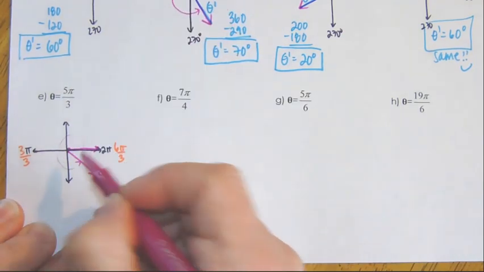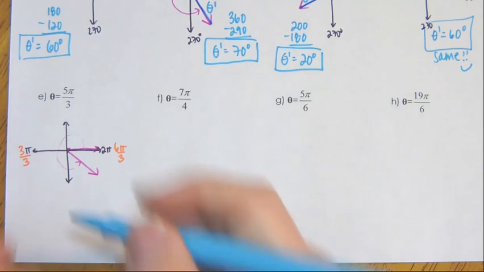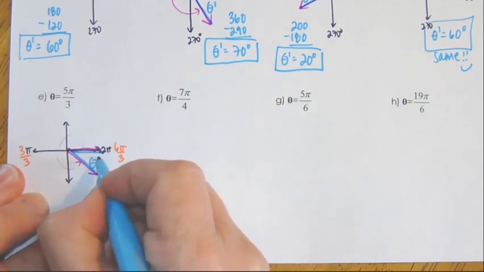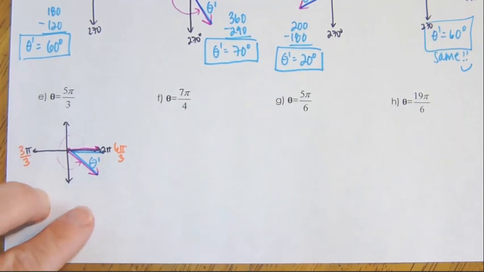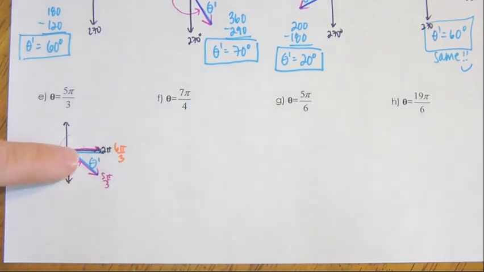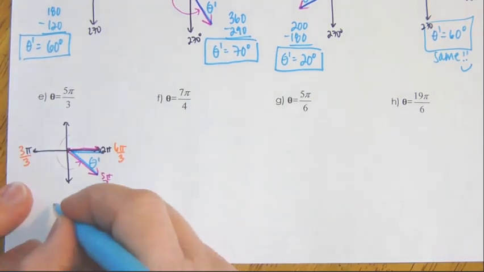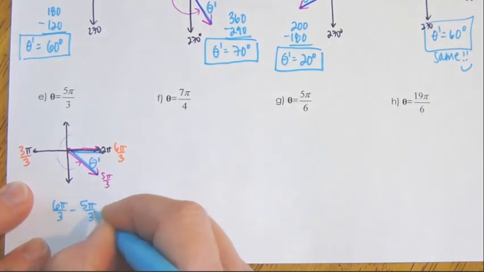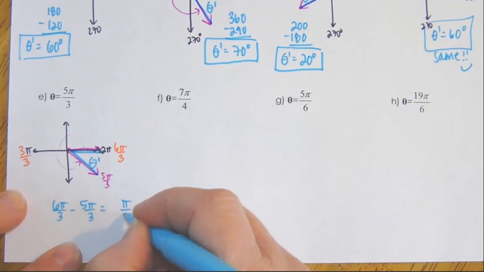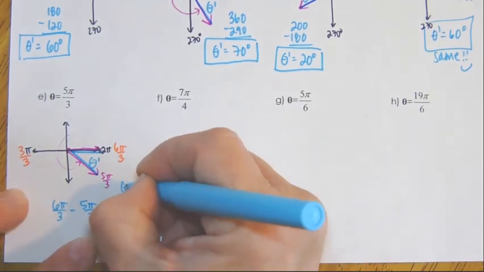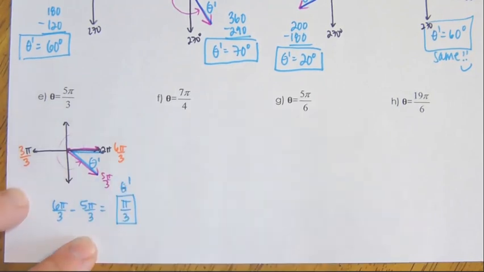I went all the way around like this. My reference angle is going to touch the terminal side and it's going to touch the x-axis. So there's my reference angle. What I'm going to have to do here, this was 5 pi over 3, to figure out how big that reference angle is, I'm going to have to do 6 pi over 3 minus 5 pi over 3, and that gives me a reference angle of pi over 3. So there's my reference angle. Let's try the next one.